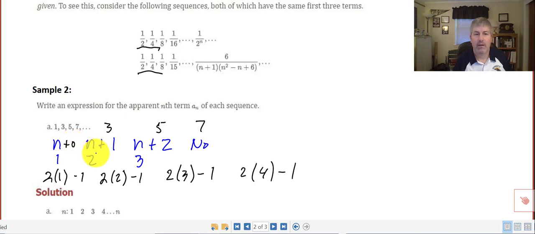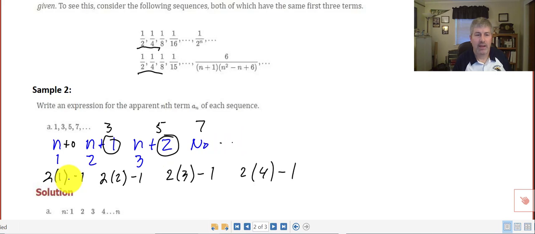And then to get 3, we put in 2 for n. We have n plus 1, n plus 2. Unfortunately, this is not a sequence because what we're adding is not the same. So this needs to be consistent. So this concept here doesn't seem to be working.